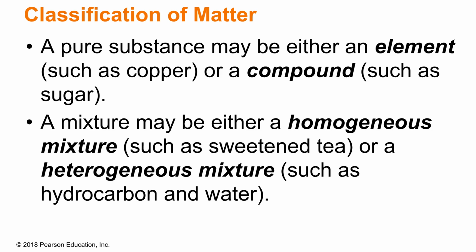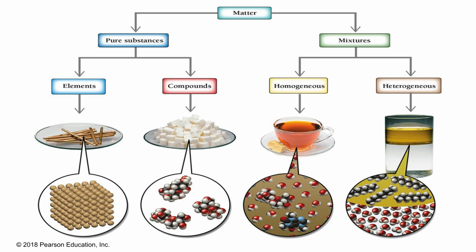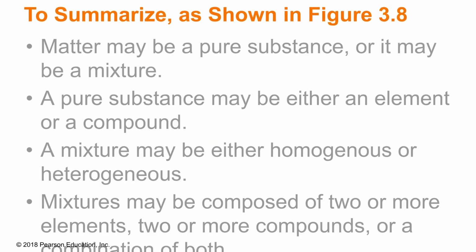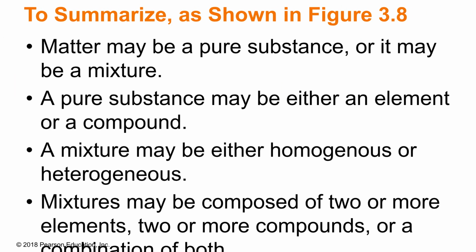A pure substance can be an element or a compound. A mixture can be homogeneous, like sweetened tea, or heterogeneous, such as oil and water. This flowchart summarizes the classification of matter, distinguishing between pure substances and mixtures, and their subcategories: elements, compounds, homogeneous, and heterogeneous mixtures. To summarize, matter can be a pure substance, which is either an element or a compound. Matter can also be a mixture, which is either homogeneous or heterogeneous. Mixtures can contain elements, compounds, or both.